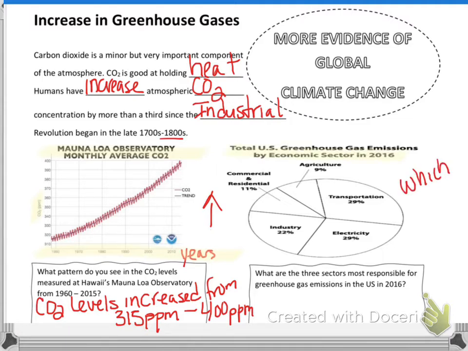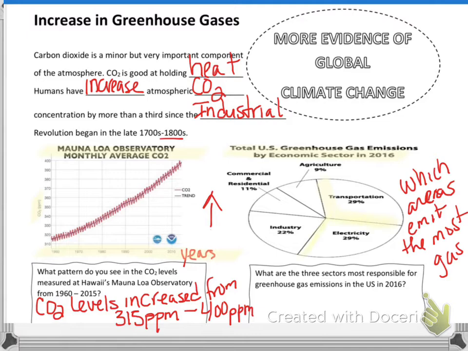On the circle or the pie chart, first question, what's the title? Put that in that box. So the total U.S. greenhouse gas emissions. Second question is, what is this graph showing you? What I want to know are which areas emit the most gas. So looking at this, transportation is 29%, electricity is 29%, industry is 22%, commercial and residential is 11%, agriculture is 9%. So list the 3 sectors or sections most responsible for greenhouse gas emissions.